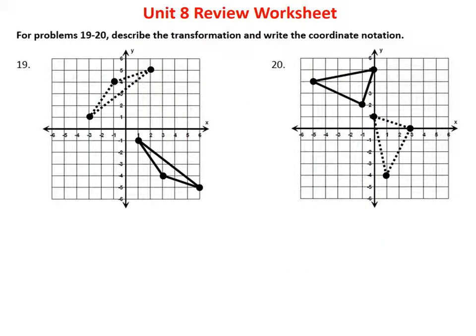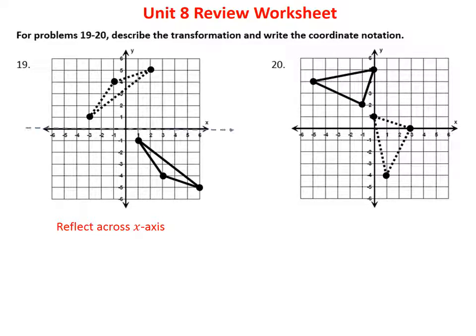For problems 19 and 20, they ask us to describe the transformation and write it in coordinate notation. In both cases, we're going from the dotted figure to the solid figure. The first one, as I look at it, I'm asking, how can I get the dotted figure at least oriented? Maybe I can orient it one way and then translate it that direction. I realize that I can do that by reflecting it across the x-axis.